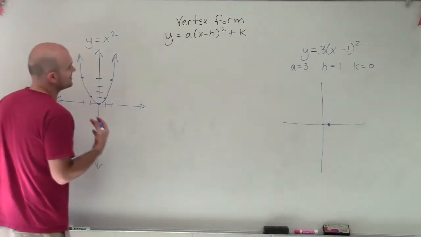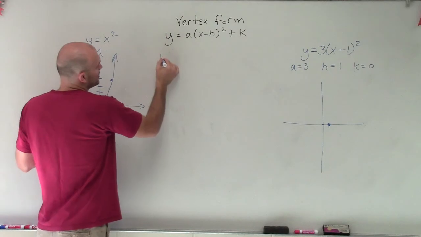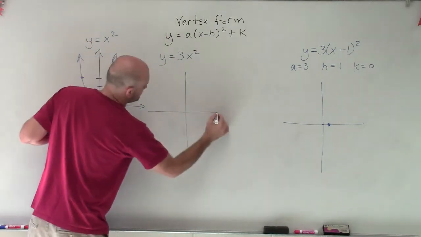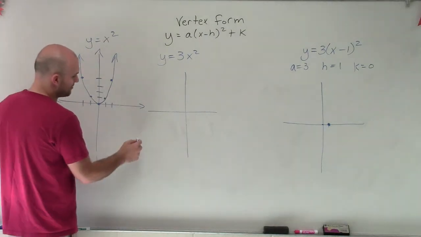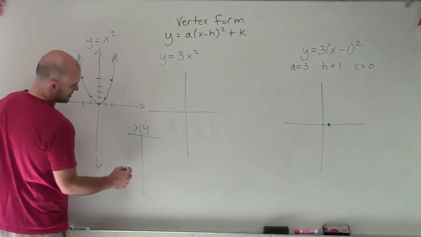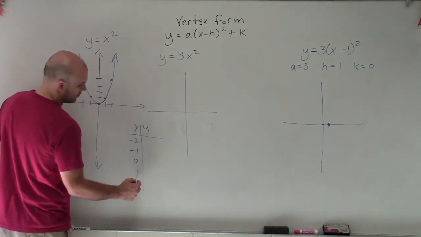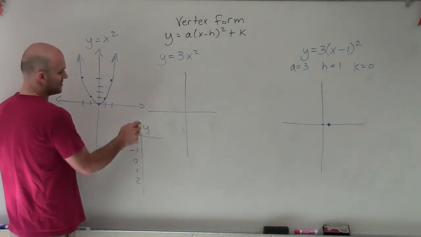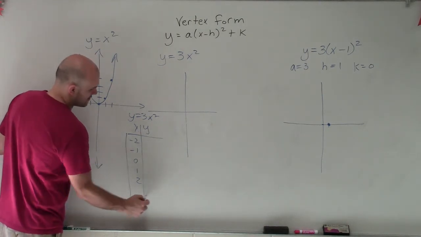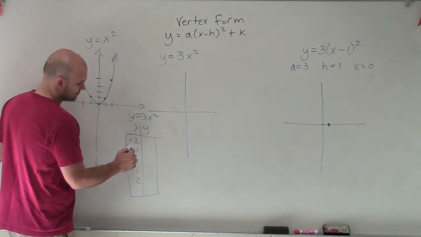And the best way I can tell you to do that, with kind of making this a little bit simpler, let's just look at, if here's y equals x squared, let's look at y equals 3x squared. So if I was going to do a table of values, x, y, I'll do -2, -1, 0, 1, and 2. And if I was going to do y equals 3x squared, I'm going to kind of do this in my head and talk my way through it with you.